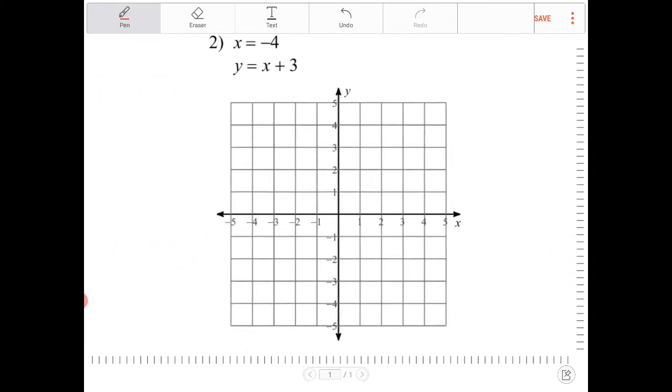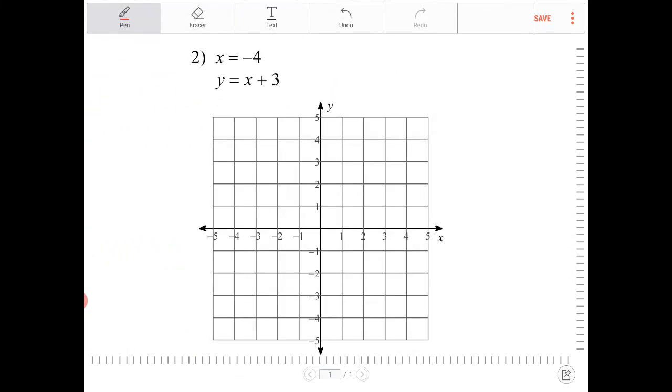All right, let's take a look at the next one. x equals -4. Remember, that is the graph of a line that is vertical. So -4 will be right here. Next is y equals x plus 3. So I have 3 here, and it has a slope of 1, so up 1 over 1, and the same in the reverse direction. So it's going to go like this. And the point of intersection will happen right there, which is (-4, -1).